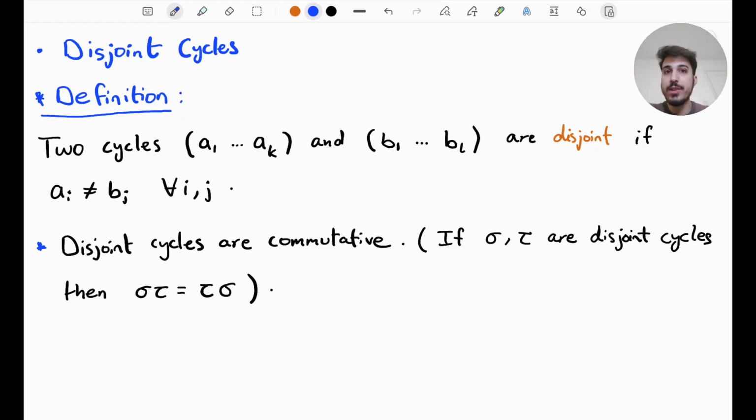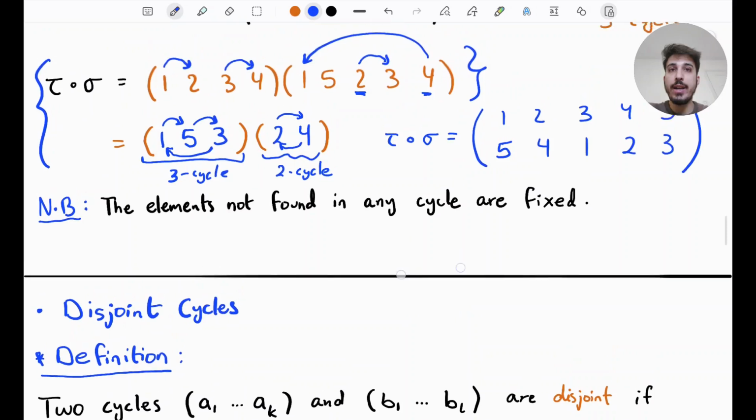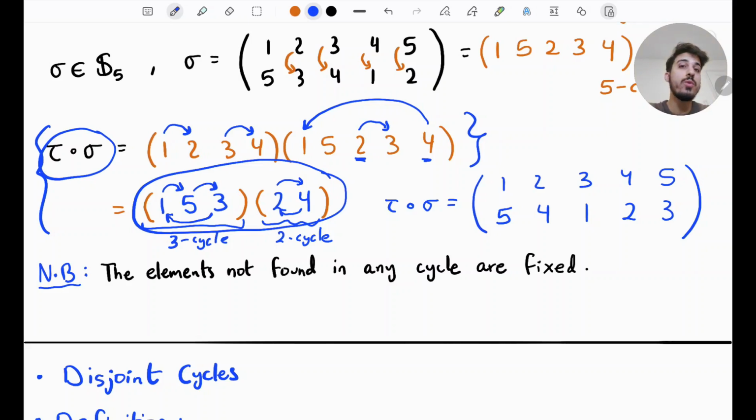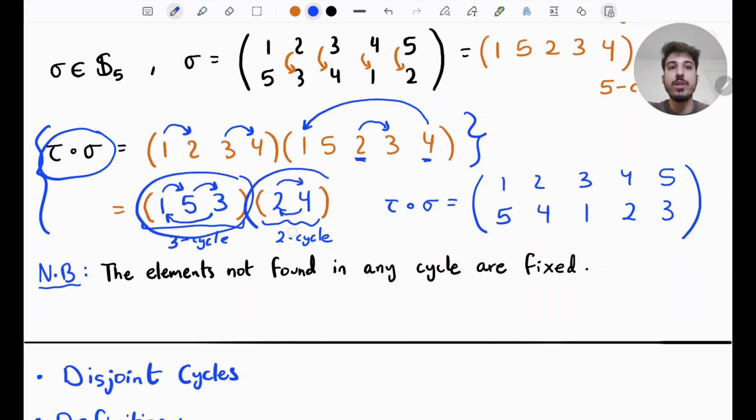So an example of this would be the composition that we in fact saw earlier. So tau and sigma are equal to (1 5 3)(2 4). So these two cycles share no elements in common, and that is why we call these two cycles disjoint. So (1 5 3) is a cycle that is disjoint from (2 4).